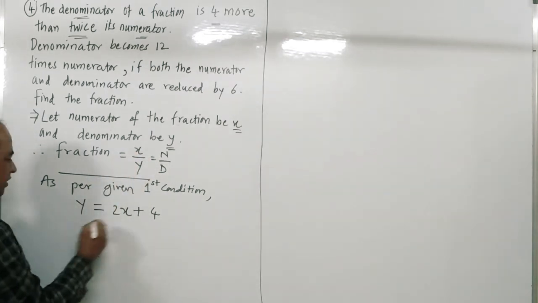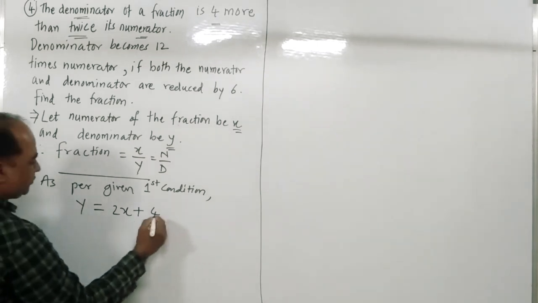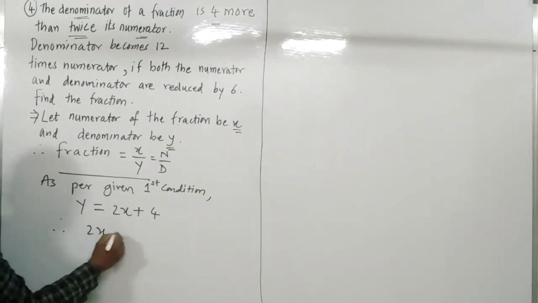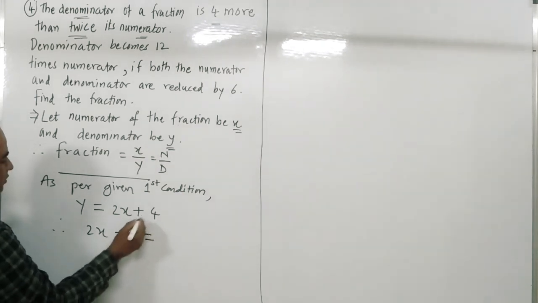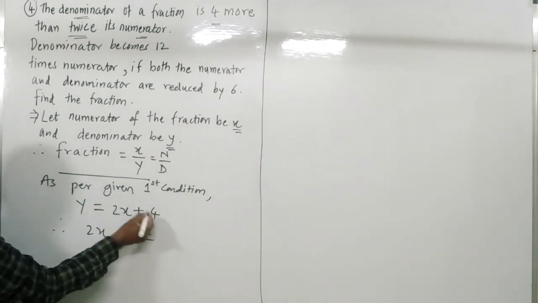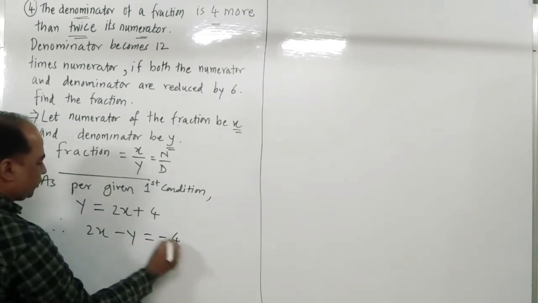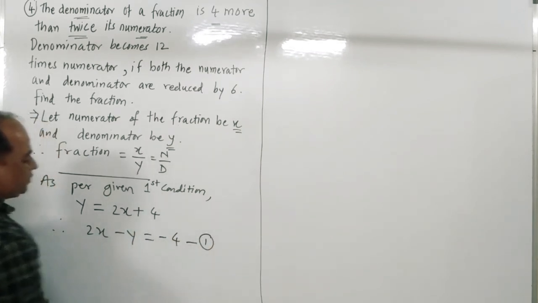This is the first condition, therefore we can write this equation as 2x minus y is equal to, this y will go here, it will become minus, and x is equal to minus 4, x will become minus. This is the first equation.